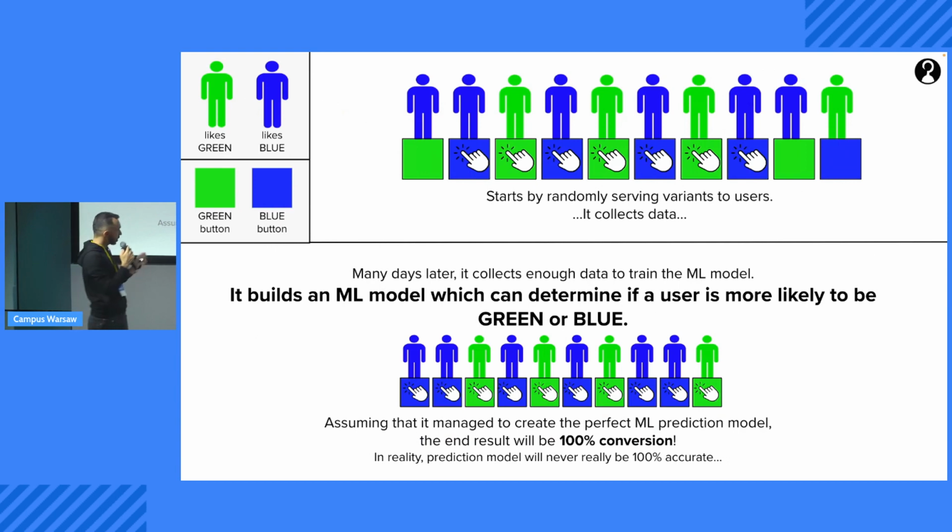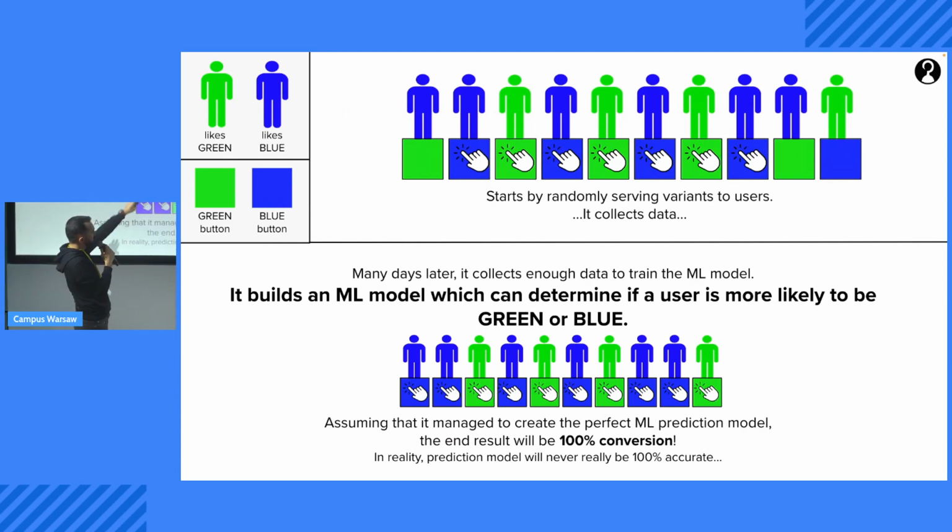Okay, so how does it work? At a very basic level, it starts by randomly serving variants to the users, right? So it randomly assigns green, blue, green, blue, green, blue. And then it keeps doing this for some amount of time to collect data to understand what makes a green user green, what makes a blue user blue, right? And with that data, it builds a machine learning model. And then later it starts using that machine learning model to serve the correct variant to the users, right? And technically, you should go for the 100% conversion rate. But as I said before, in reality, you will never achieve this, right?